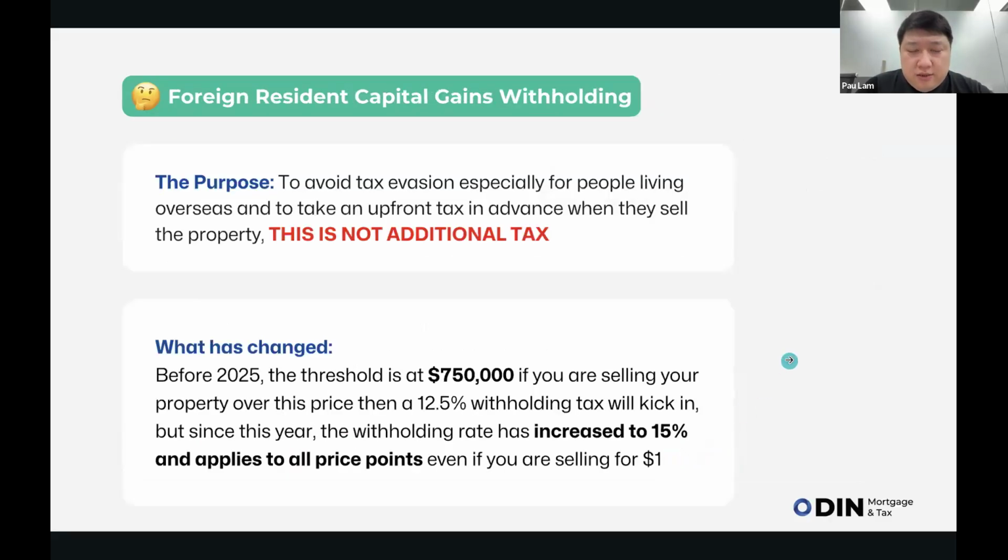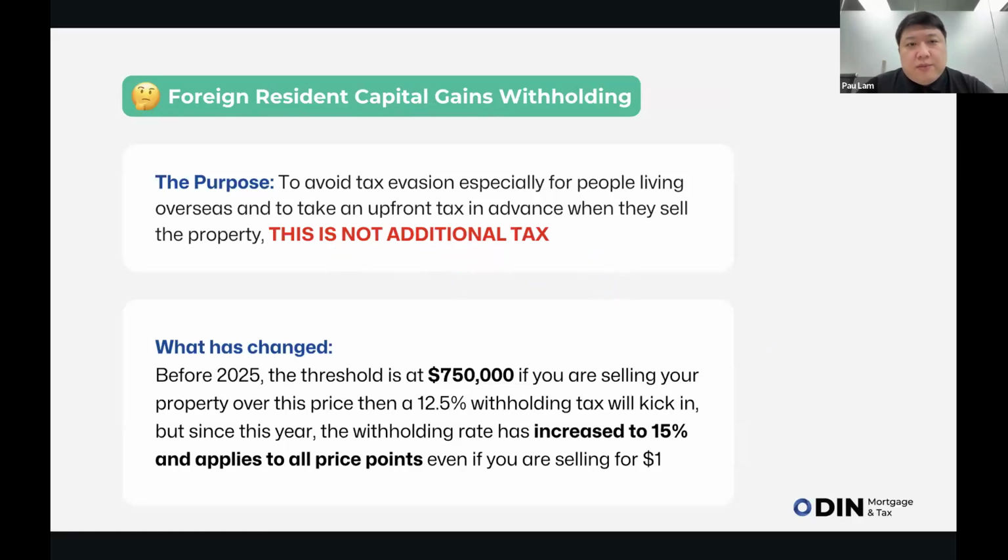And this one, the foreign resident capital gains withholding. Those were the examples of how the capital gains calculation works, and this is something different. This foreign resident capital gains withholding is not additional tax, so don't worry about whether you need to pay more on top of the capital gains tax. No, this is just tax in advance.